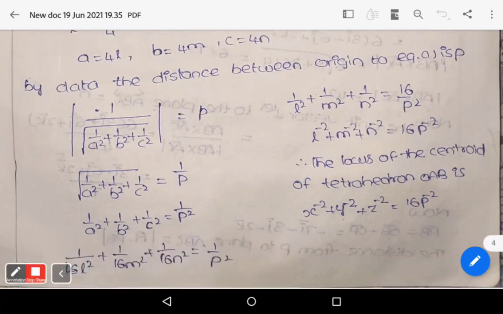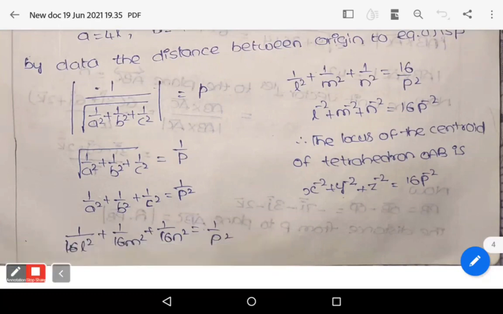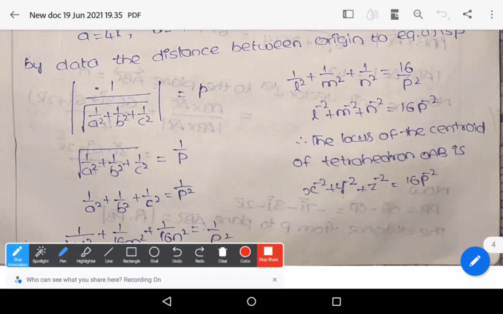By using that fact here, you get 1/(16l²) + 1/(16m²) + 1/(16n²) = 1/p². By taking 16 common and multiplying with 16, we get 1/l² + 1/m² + 1/n² = 16/p². This is nothing but l⁻² + m⁻² + n⁻² = 16p⁻².